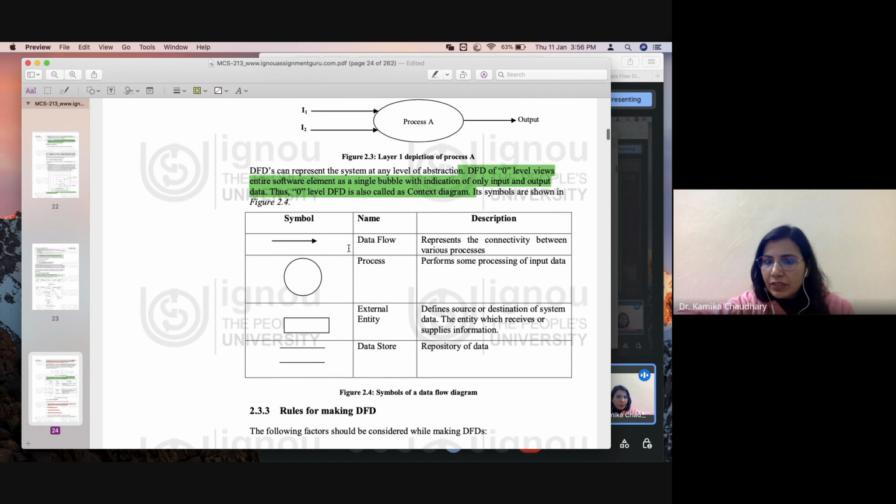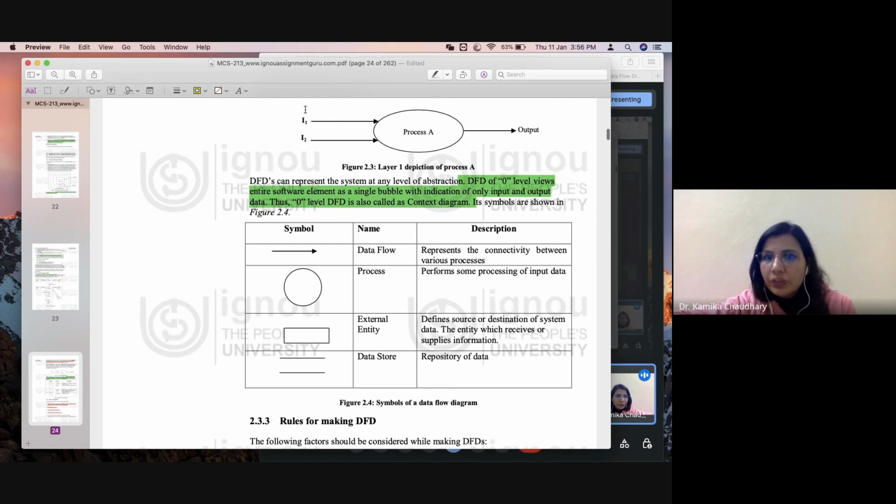This arrow represents what? Flow of the data. It is also written over here: it represents connectivity between the various processes. Just see over here, I1 is information one or input one, represented by this arrow. Whenever you want to represent the information, whenever you want to show the flow of data, that is always done by this arrow only, right? Then we have this oval. This oval represents the process. Whenever we use this oval, it means some kind of processing is being done. This is the processing unit for your input data, right?